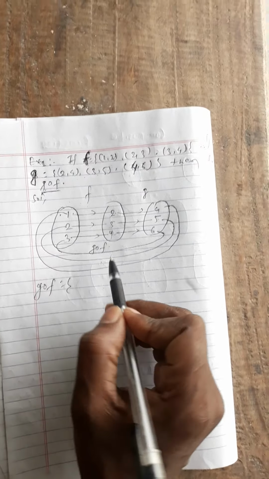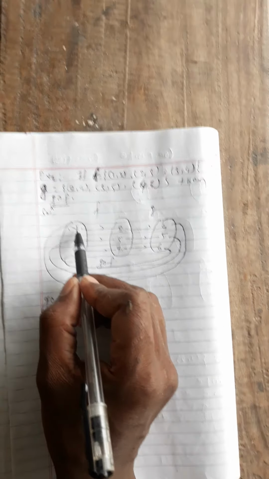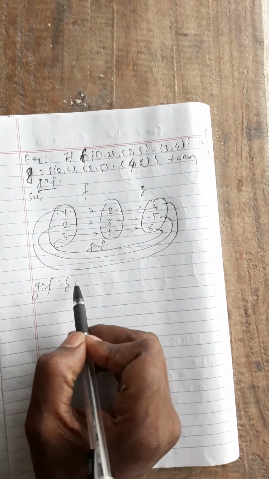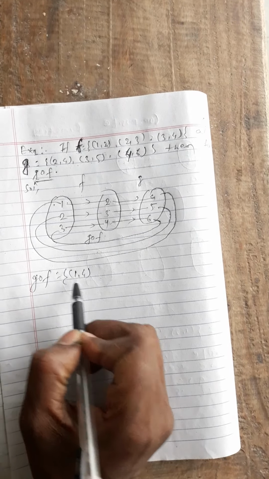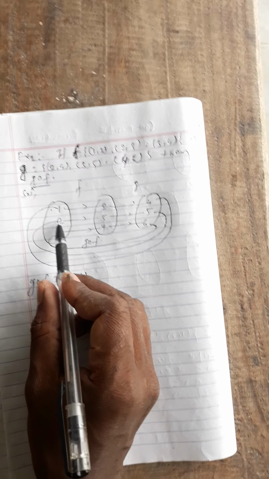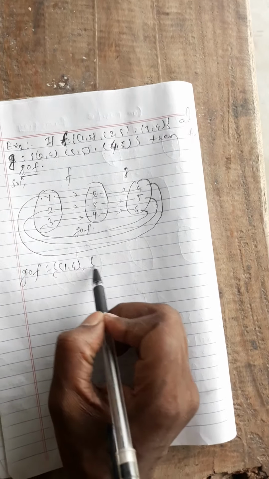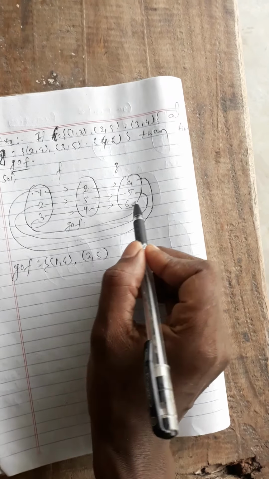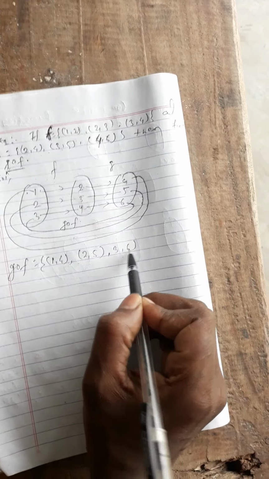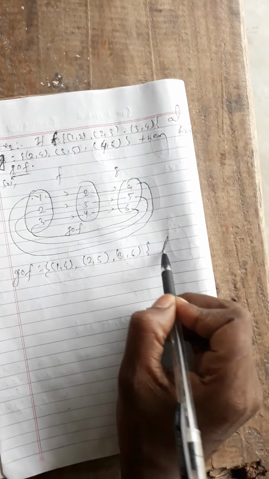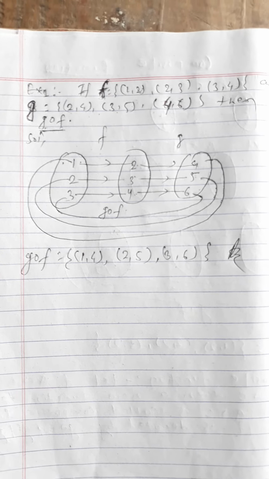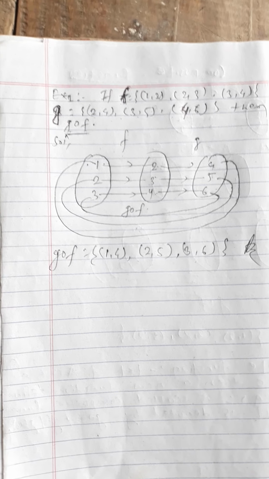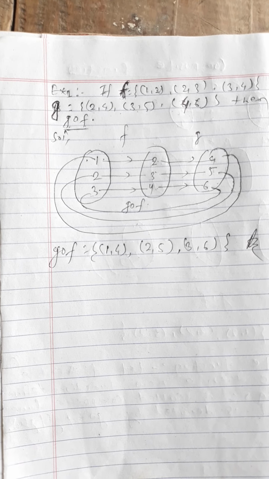Tell me, what are the elements of g operation f? 1 is indirectly mapped to 4, that's why (1, 4). The other element is (2, 5). Another element is (3, 6). So these are the elements of g operation f. This type of question is asked in the examination.